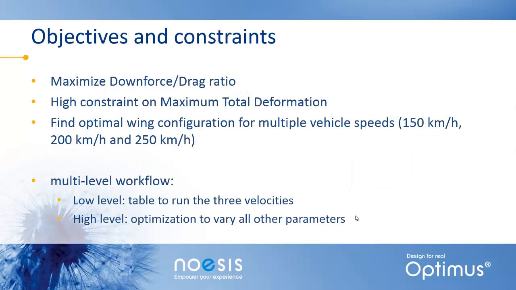As I mentioned before, we want to maximize that downforce to drag ratio, and we will actually place a constraint on the maximum total deformation. So we recognize that some deformation will occur, but we'll specify the maximum value for that deformation. And then we want to find the optimal wing configuration for multiple vehicle speeds. This will require, inside of Optimus, a multiple level workflow. The higher level will be the optimization of the 3 parameters, and then the lower level will be the running of those parameters at 3 separate speeds.